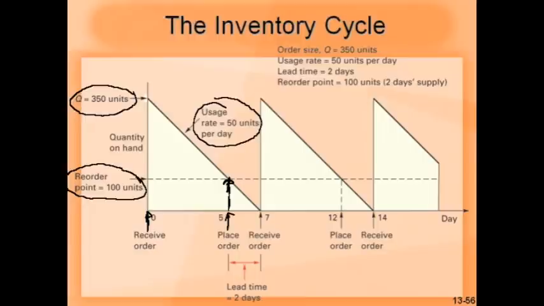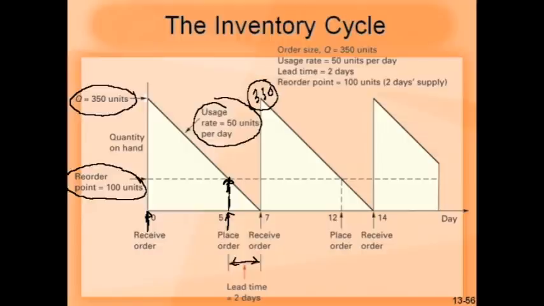So a reorder is placed here, and we are assuming that lead time is 2 days. So lead time is 2 days because reorder point is 100. So in those 2 days, these 100 units can be used. And before we exhaust those 100 items, we get 350 on the 7th day. And this cycle keeps on repeating smoothly.